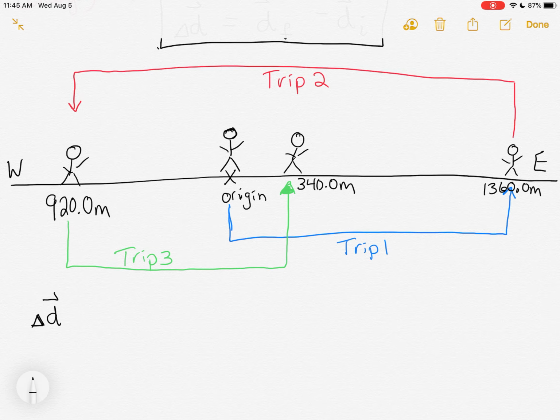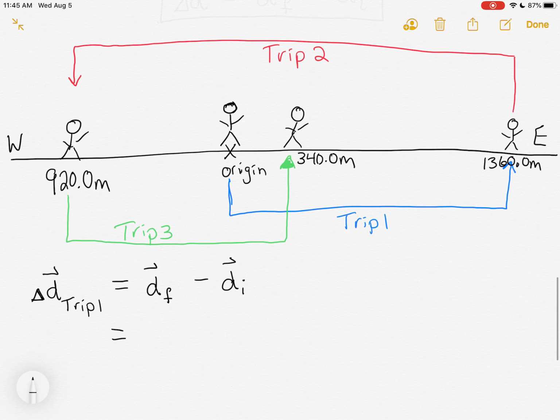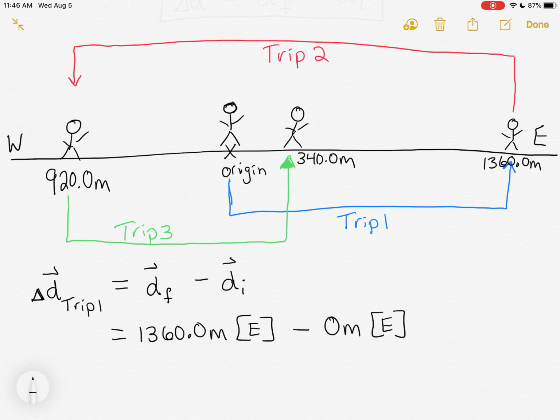So we're gonna calculate the displacement for trip 1. Okay, so trip number 1, remember we started at the origin and we ended up at a position that was 1,360 meters to the east of the origin. Okay, so to calculate our displacement, we're going to do our final position minus our initial position. Okay, so our final position was 1,360.0 meters to the east of our origin. And our initial position was 0 meters away from the origin to the east.